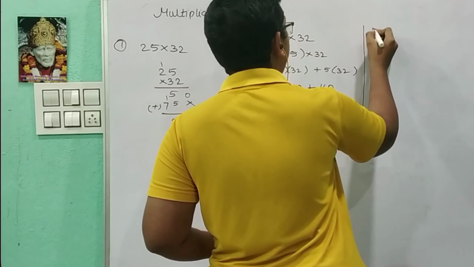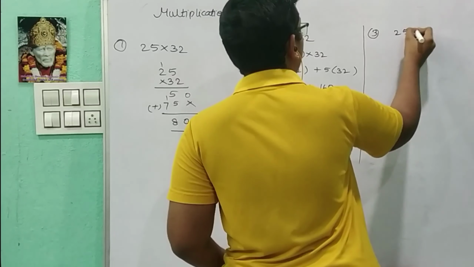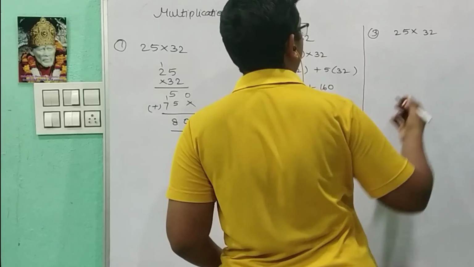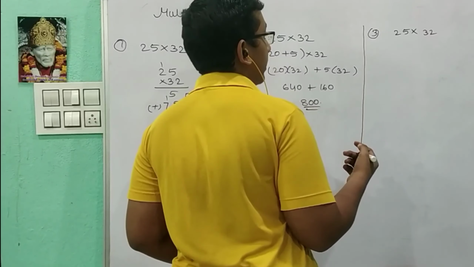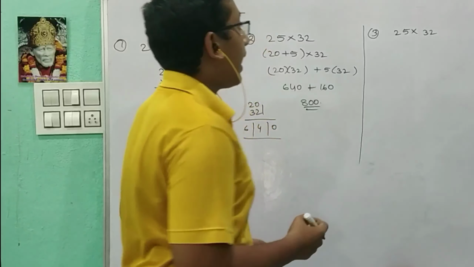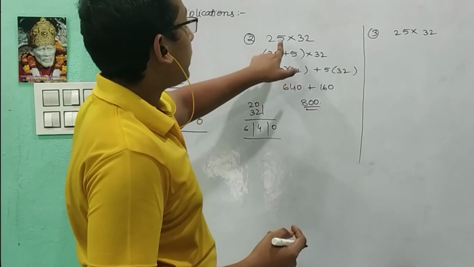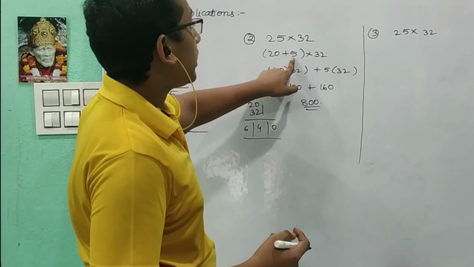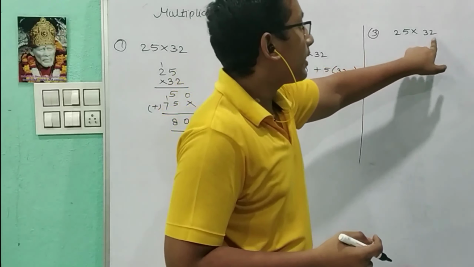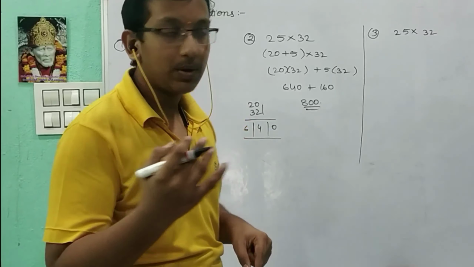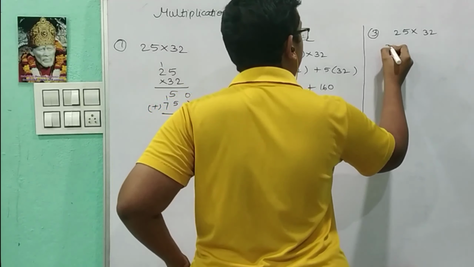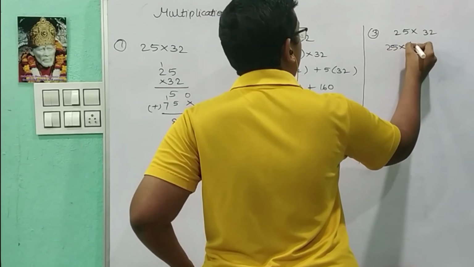So our third method is also 25 into 32, same question. Here I took 25 and divided it as 20 plus 5. Now I am going to take 32 and write it as 30 plus 2. Are you ready? Okay. So 25 into 30 plus 2.